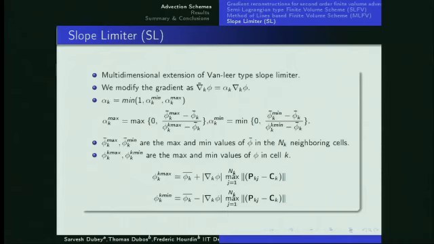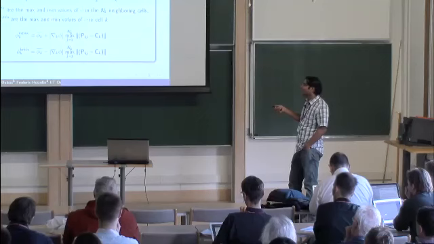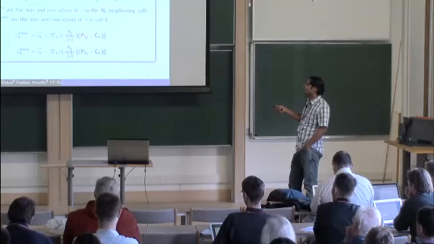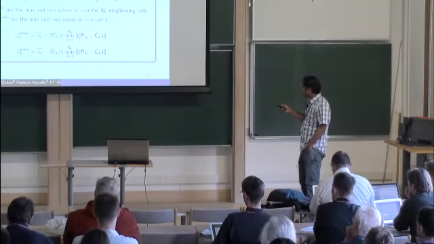In this alpha k, for these coefficients, we need to compute the maximum value of the tracer mixing ratio inside the cell and the minimum value of the tracer mixing ratio inside the cell. For that we use the unlimited gradient and the distance of the corner of the hexagon from the centroid.